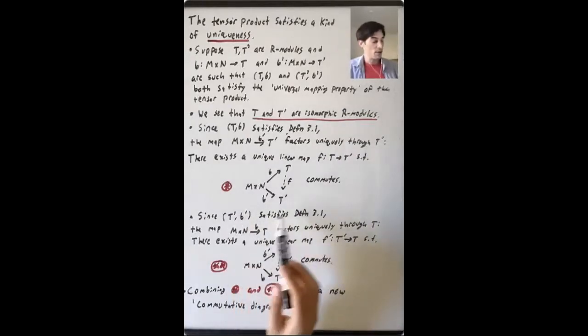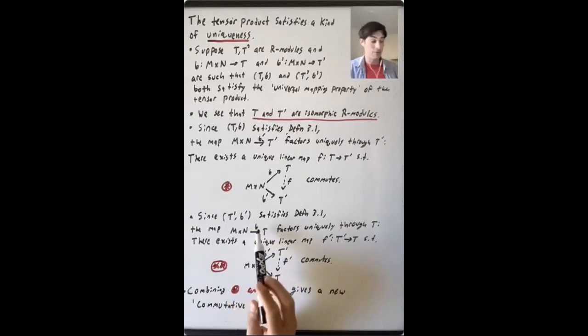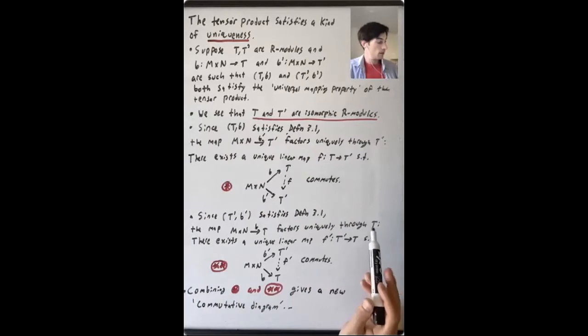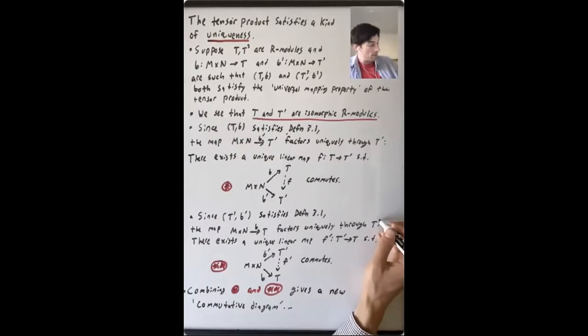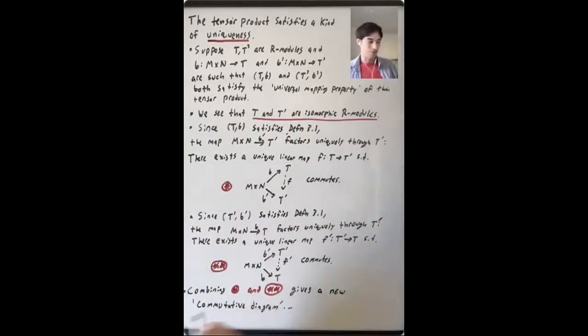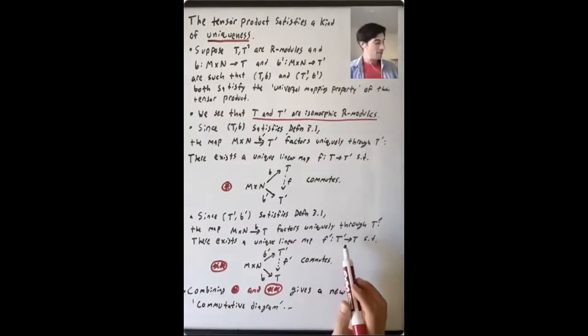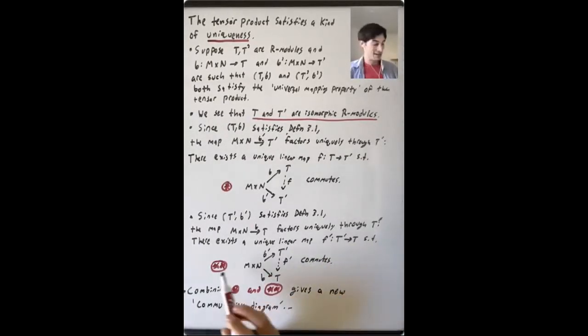So let's do the same thing with the role of T and T prime switched. Since T prime, B prime satisfies this definition 3.1, the bilinear map B from M cross N to T factors uniquely through T prime. That means there exists a unique linear map F prime from T prime down to T such that this diagram commutes, which we'll call star star.